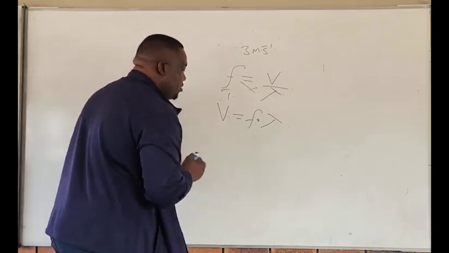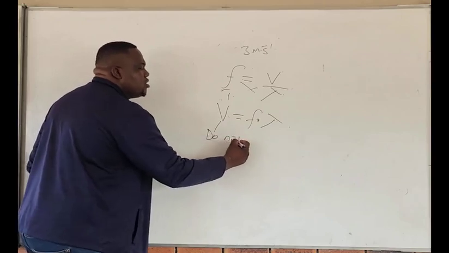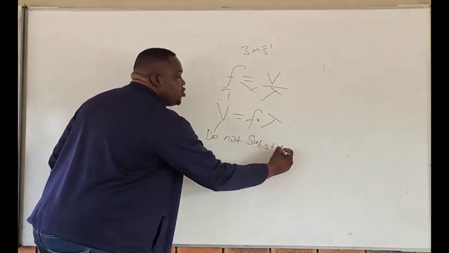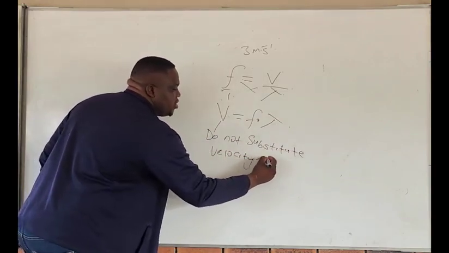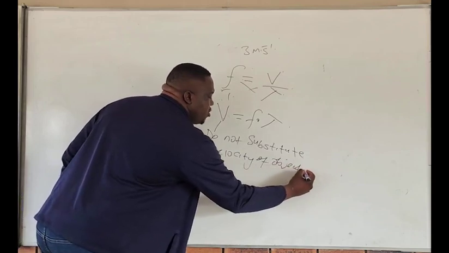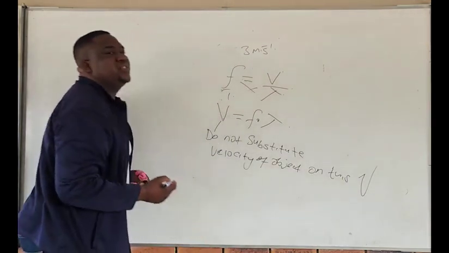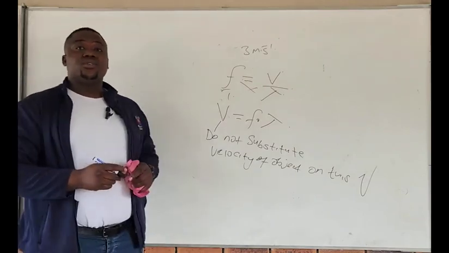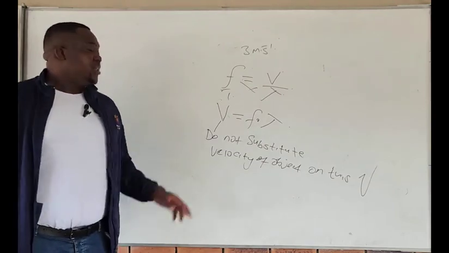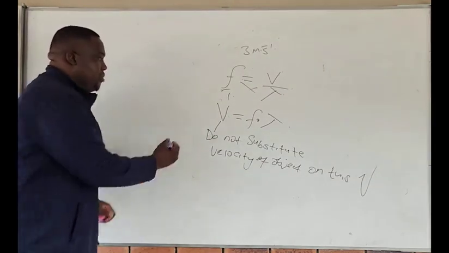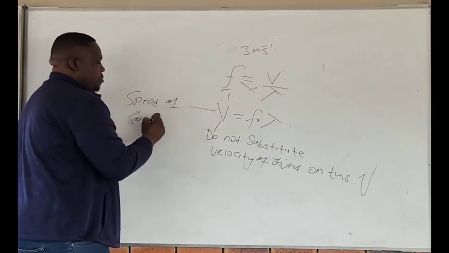Actually, let me write it. Do not substitute the velocity of an object on this v. Please don't. The question will request you to calculate the frequency of sound in a particular medium. This v is the speed of sound. Let me repeat. This v is the speed of sound in a particular medium.